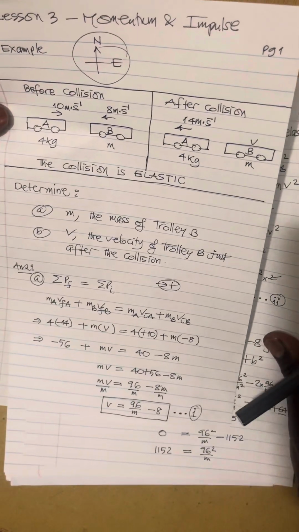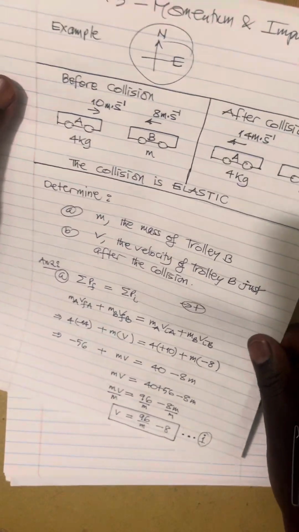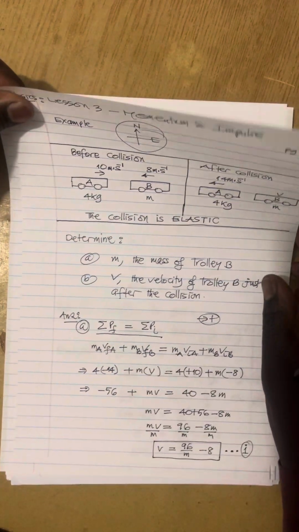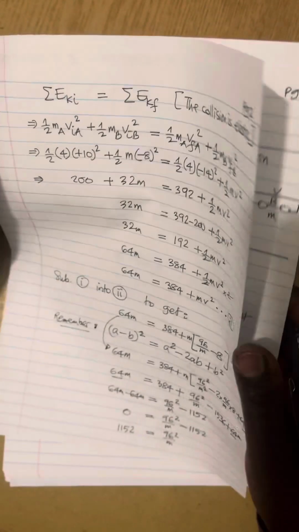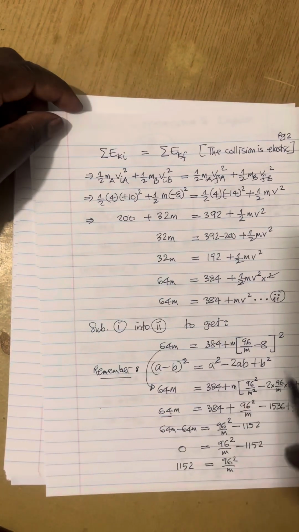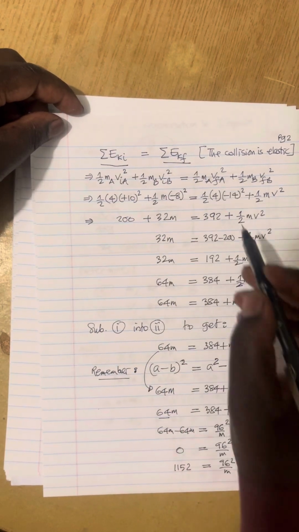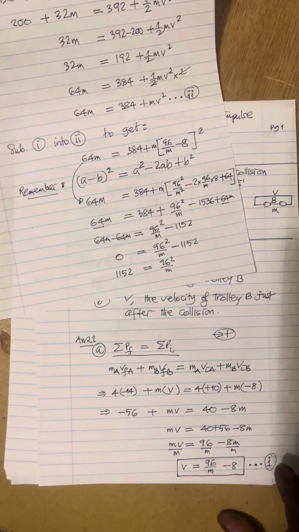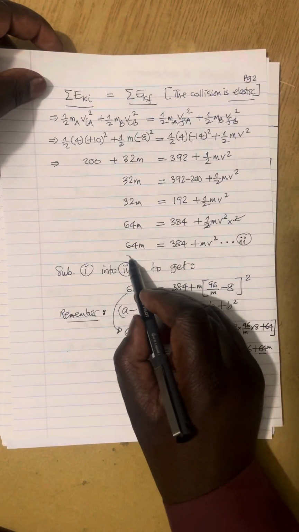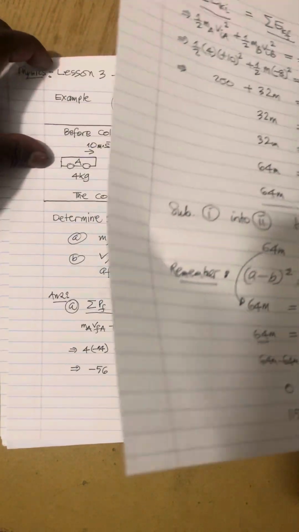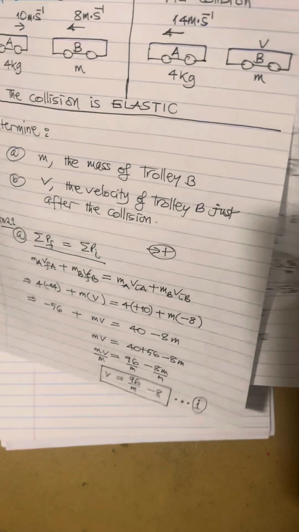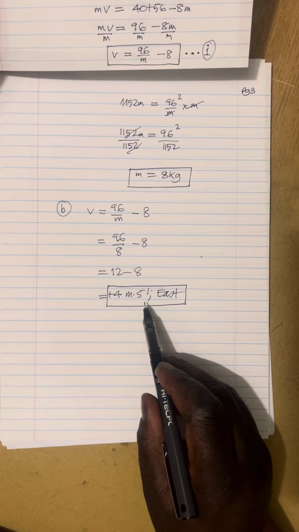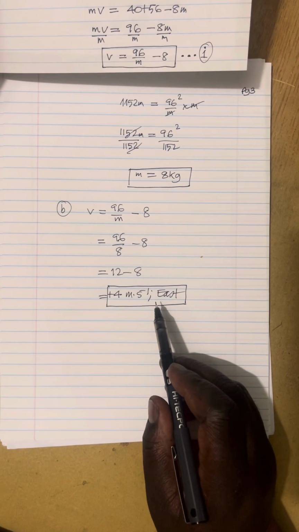And so the takeaway here is to understand that we're using two principles: the principle of conservation of linear momentum, and we're also using the principle of conservation of kinetic energy. Total kinetic energy initial equals total kinetic energy final. Why? Because the collision is elastic. Form two equations. The first one we had is equation 1 over here, and then we had to form equation number 2, and we had to solve the two equations simultaneously, and we were able to obtain our value of mass as 8 kgs and final velocity of trolley B as 4 meters per second east.